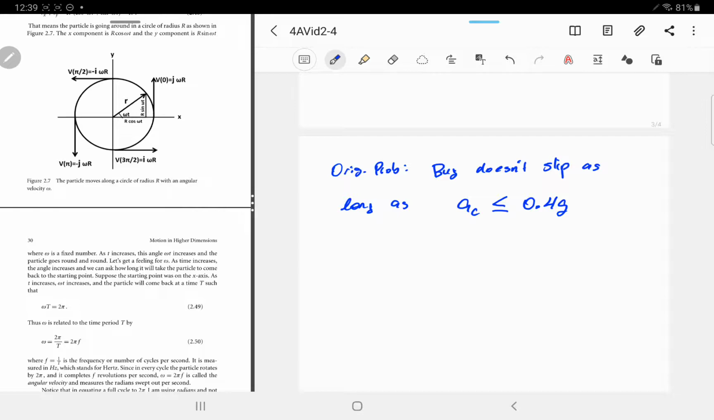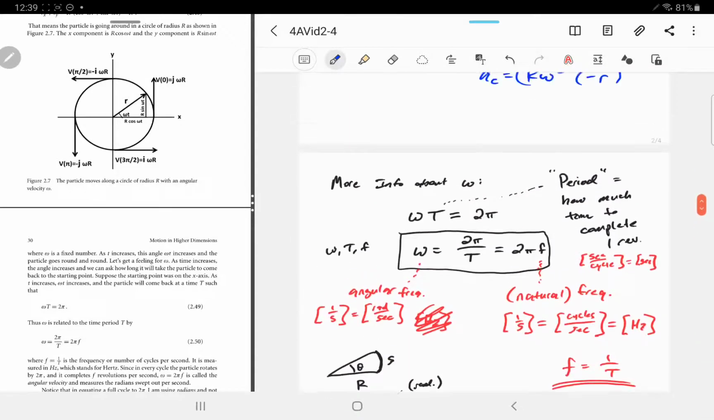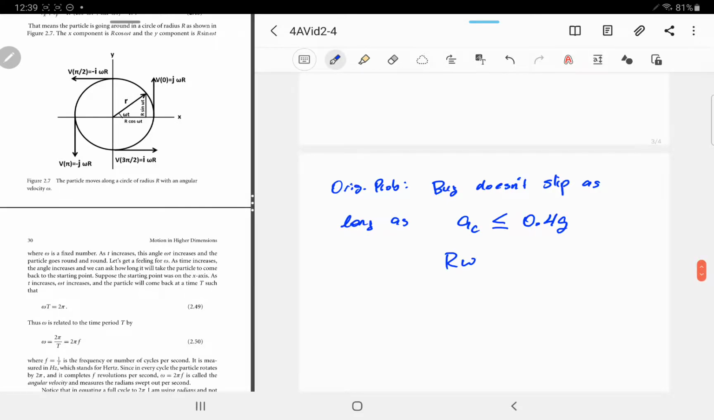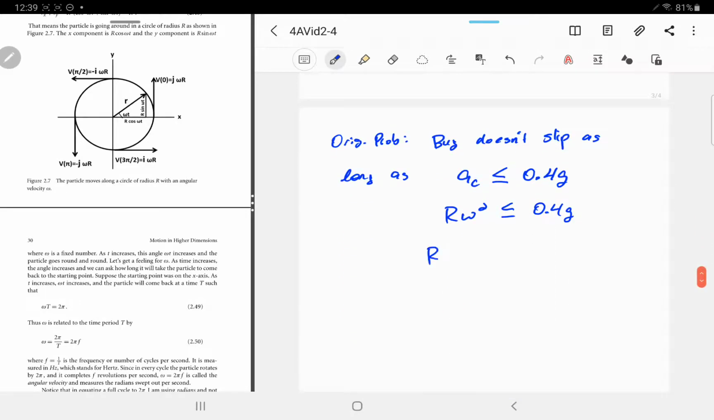It's saying that if this is the maximum value, it could have any lower value, right? 0.2 g would be fine. The bug wouldn't slip. Okay, so this is the maximum value, so it doesn't slip. And then AC is the thing that we can set equal to r omega squared. Right, so let's go ahead and do that. So AC is r omega squared. It's less than or equal to 0.4 g. And then for omega, we can plug in 2 pi over T. 2 pi over T squared is less than or equal to 0.4 g.